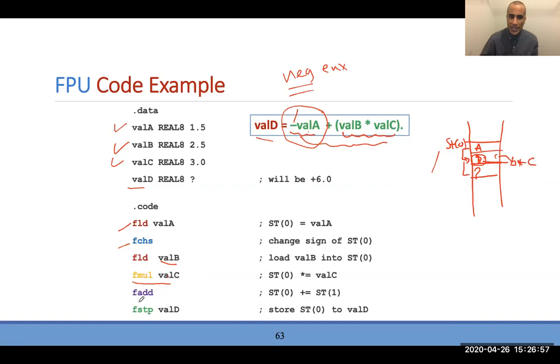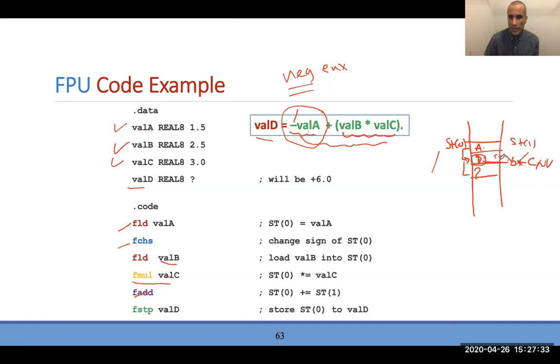Okay, and then now we're going to say add. So we know A is still there, which is A right now is going to be ST1, right? And ST0 is already B by C, right? If that is the case, add, we have no operand in here, right? So it's going to take this top of the stack and add ST1 to it, and it's going to pop because it has no operand. It's going to automatically replace the top of the stack with the new value. Okay, so the new value is going to go to the top of the stack. So ST0 now here is going to have a new value, right?